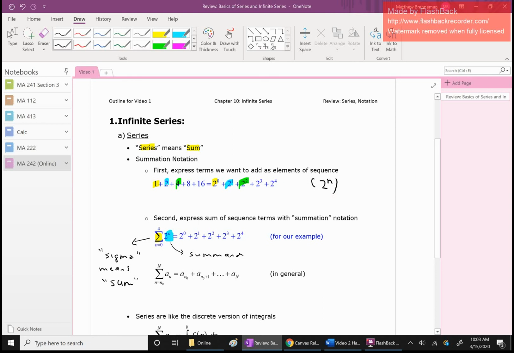So we have to tell this set of instructions where to start. It's kind of like a computer command, right? So this n is called the index. Okay. It stands for the place of the terms in the sequence. So this is n equal to 0, n equal to 1, and so on. So this is called the index.